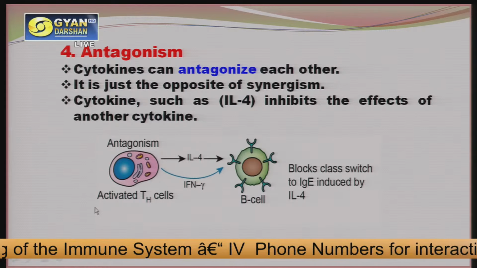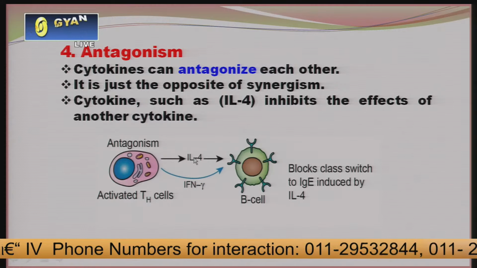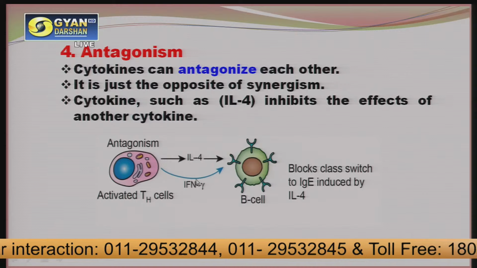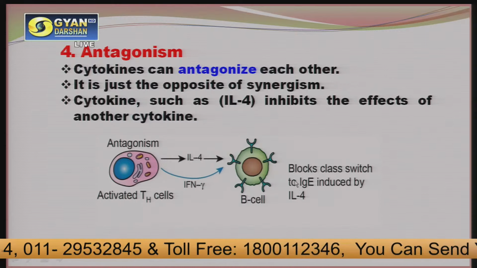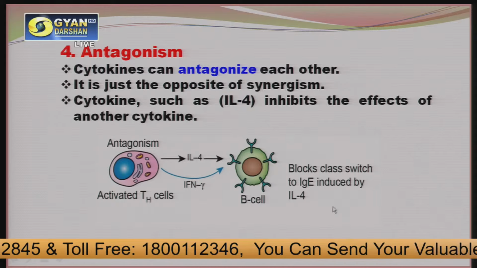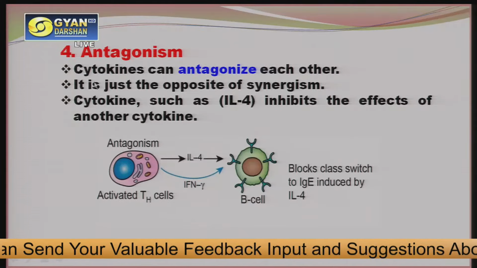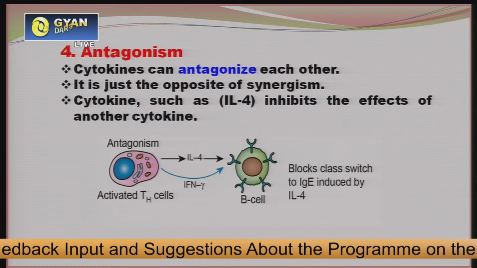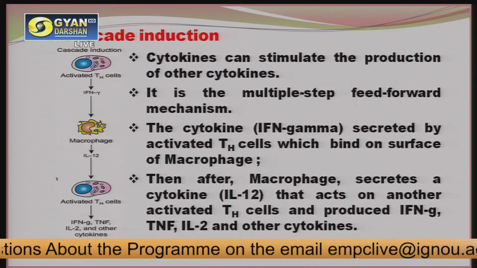You can see in this figure, it is activated T helper cells. Here is the interleukin 4. If they produce interferon gamma, it blocks the class switch to IgE induced by IL-4. It means they show the antagonistic effect of the cytokines. So it is a very important property of the cytokines.